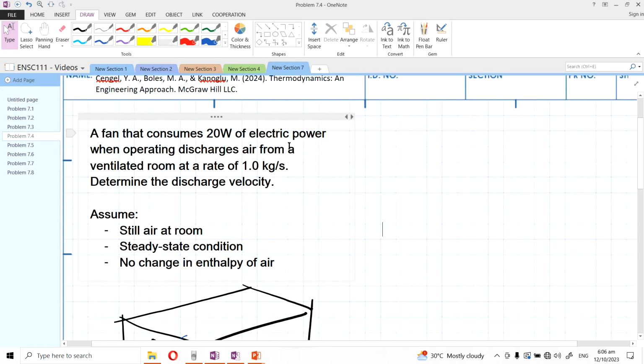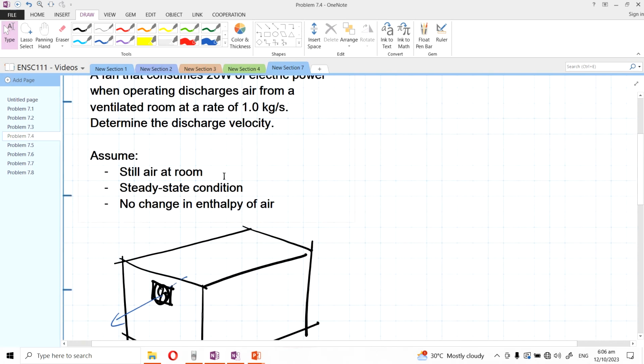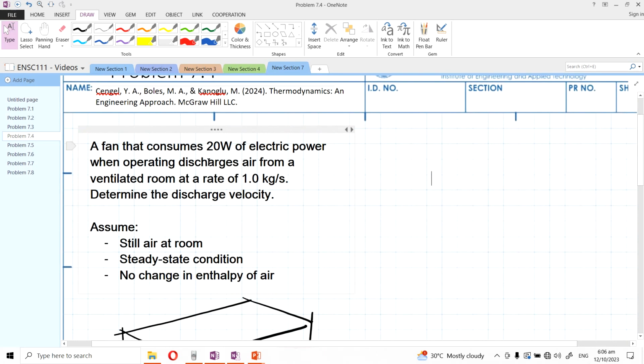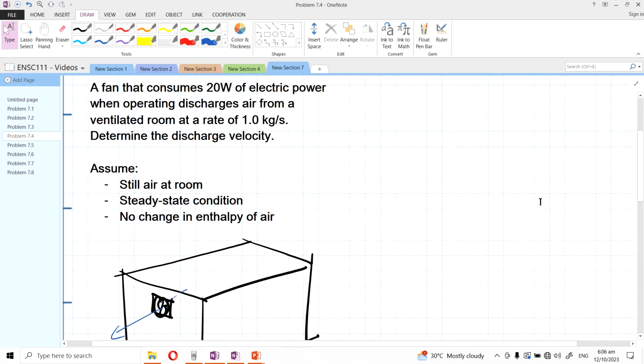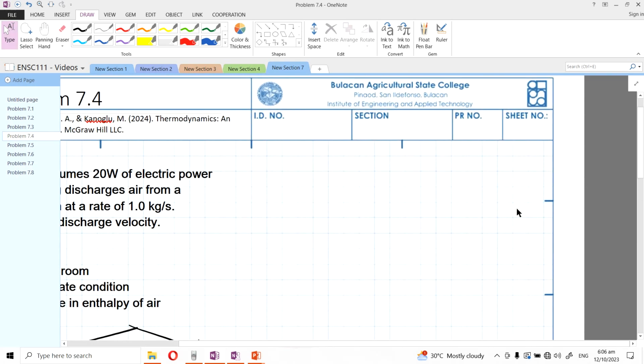20 watts of electric power. Of course, in order for this blade to rotate, you need to connect it to an electrical source. And when it is operating, it discharges air from a ventilated room, at a rate of 1.0 kilogram per second. Right. So I think I need to discuss this more.